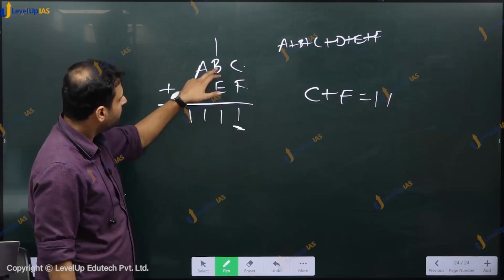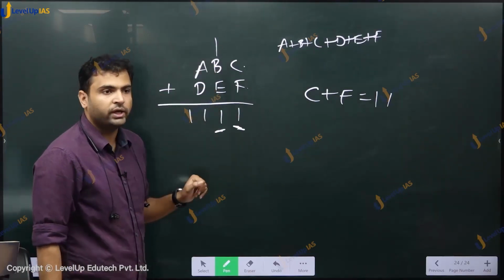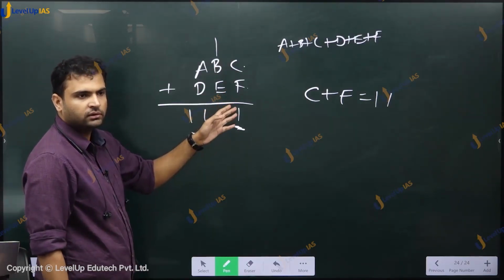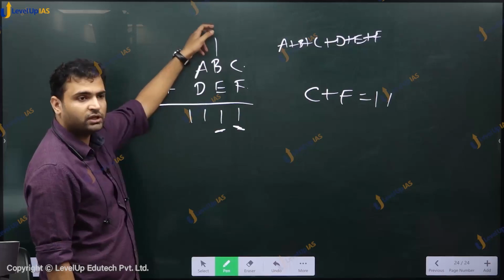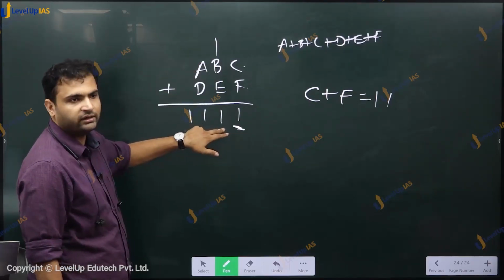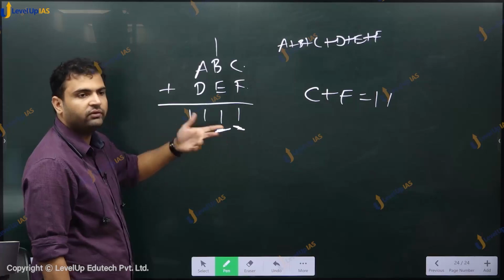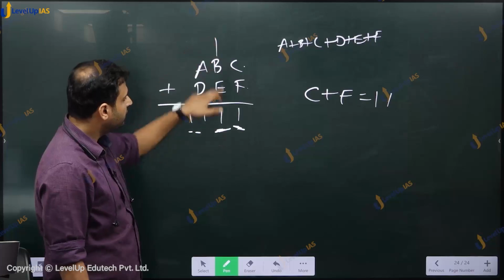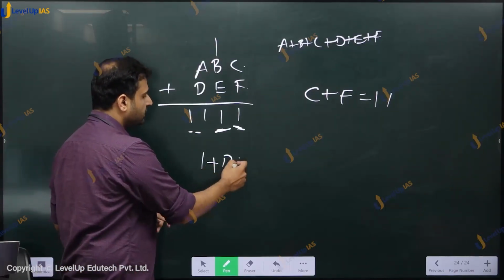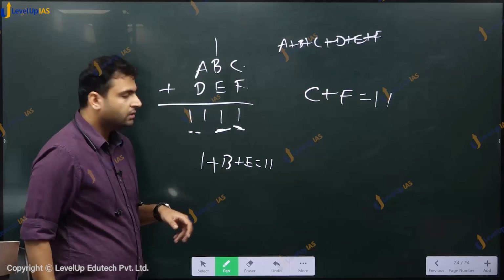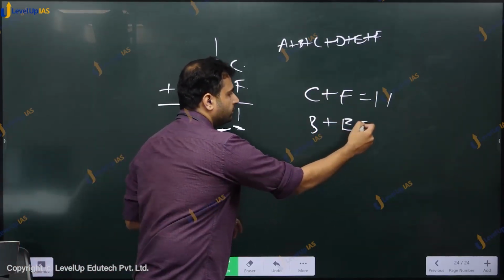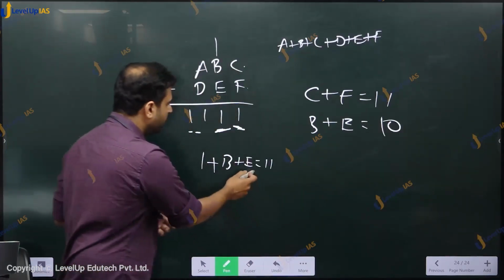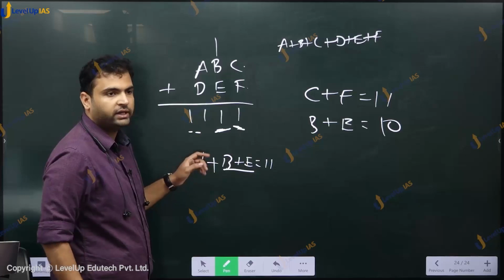Again same logic. B plus E plus 1 is giving us 1. Any number. B plus E plus 1 is giving us 1 here at the tens place. So this should come from 1 or 11. 1 से आ नहीं सकता because both of them are non-zero. Then it should be 11. So 1 plus B plus E is equal to 11. So what is B plus E? You can take 1 on that side. 11 minus 1 is 10. Then only we have 10 plus 1 as 11. So B plus E is 10.